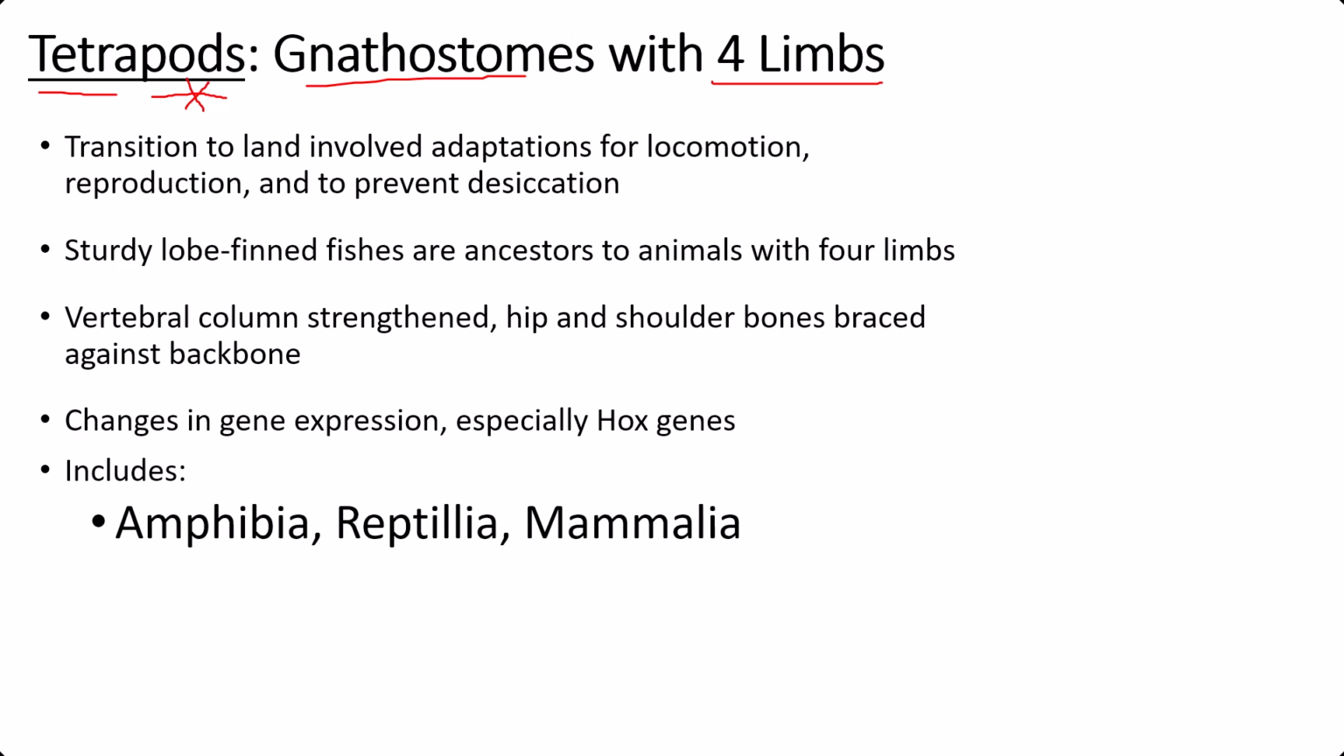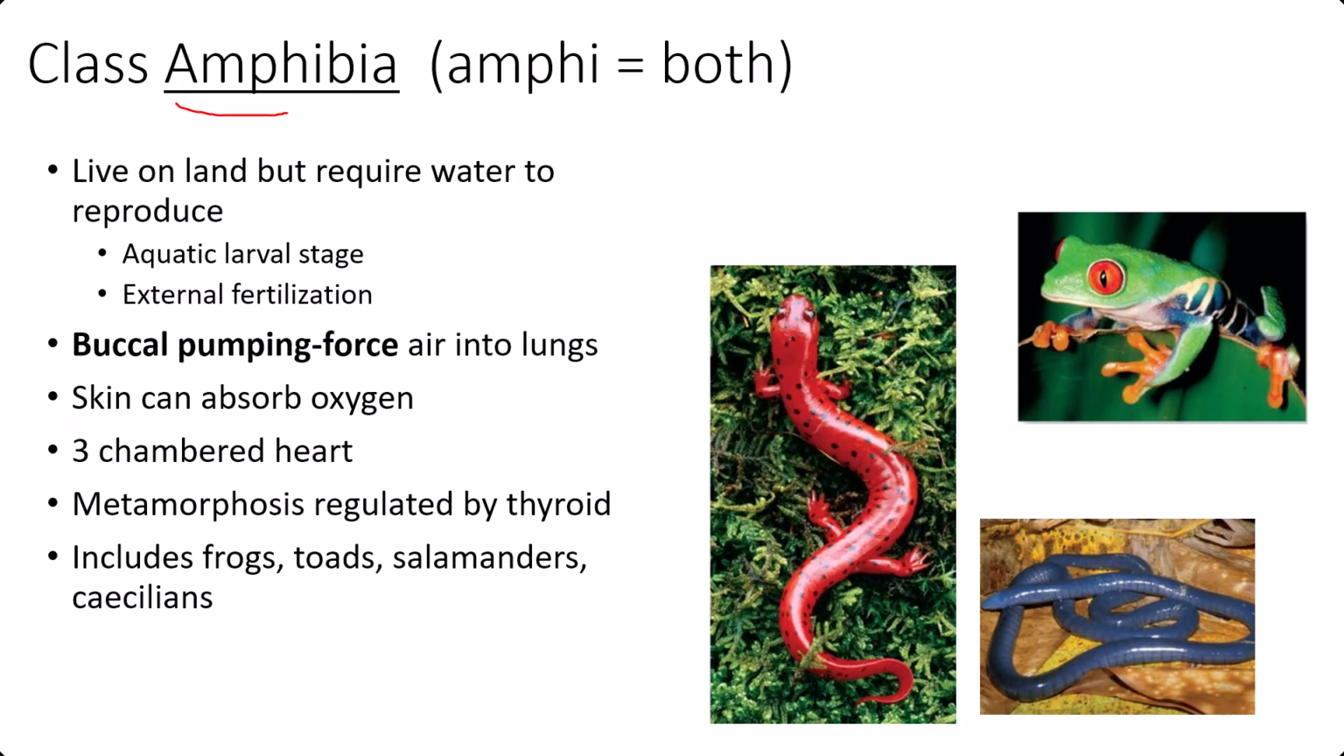So this includes amphibia, reptilia, and mammalia. So the amphibians, amphi means both. So that's talking about their life cycle where they live on land but require water to reproduce. They have an aquatic larval stage and external fertilization. So females are going to lay their eggs in water where they will be fertilized by sperm that's also released into water. They do something called buccal pumping where they open their mouth and that draws air into their mouth, and then they close their mouth and that forces air into their lungs.